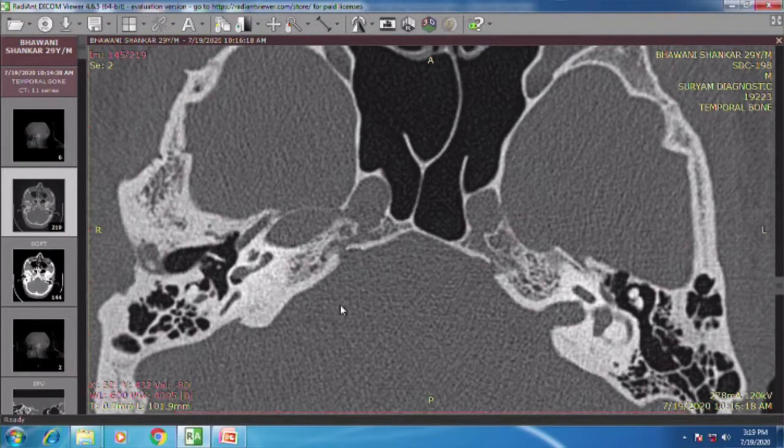So in the first case, I am going to start right from the beginning, and then the next two cases I will show after the flap elevation, so that we can show more variety. And the next case would be the carcinoma vocal cord.